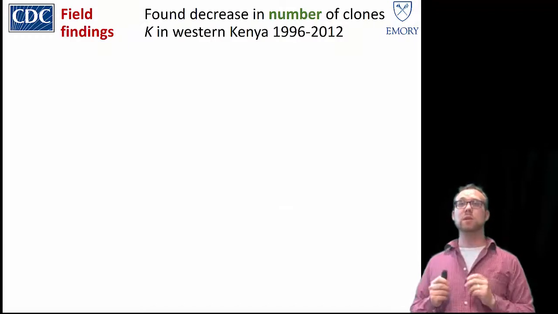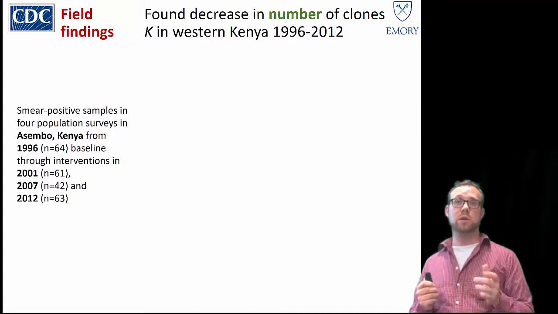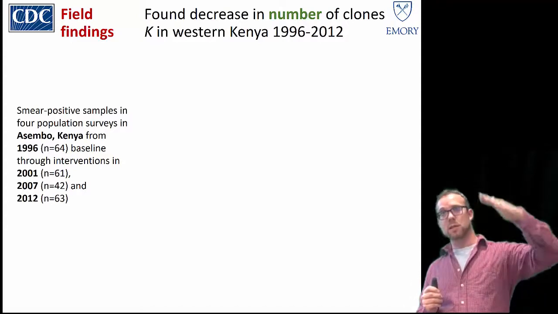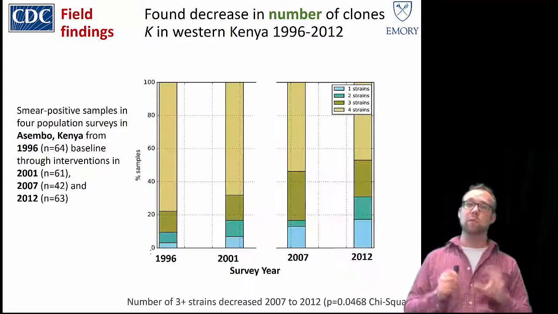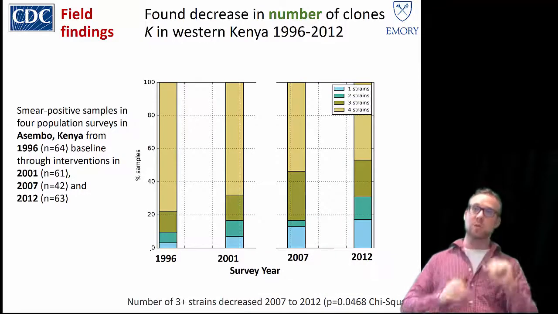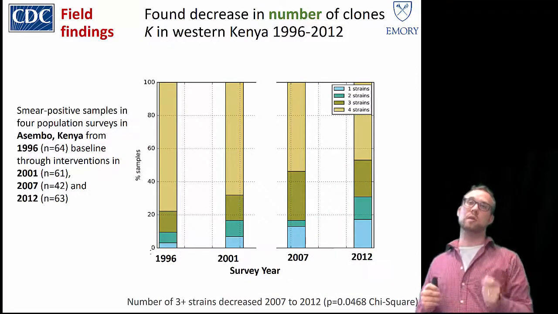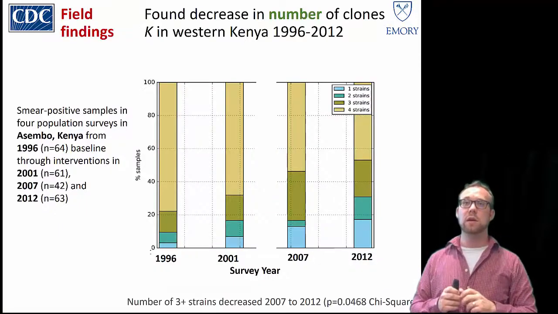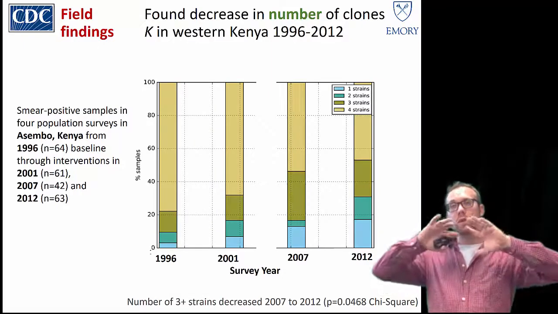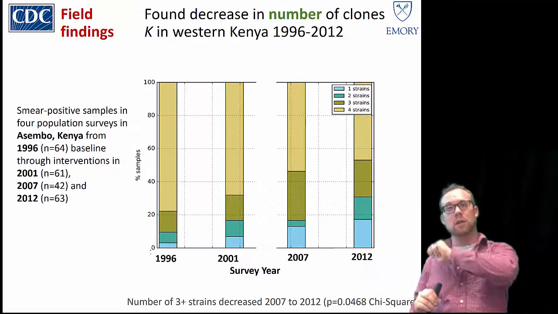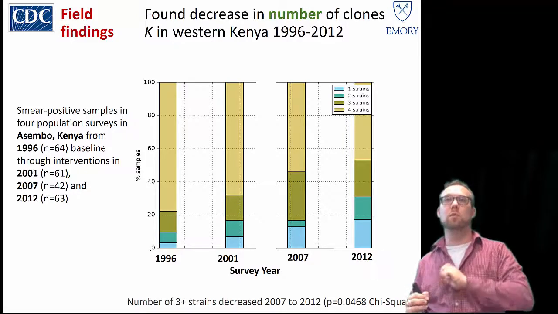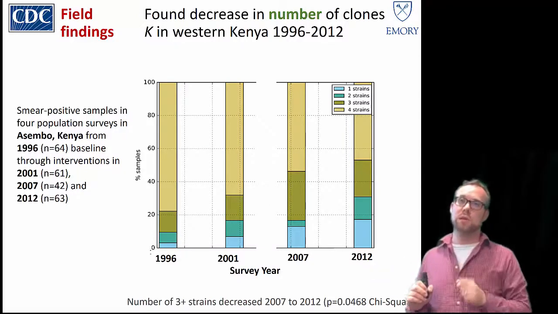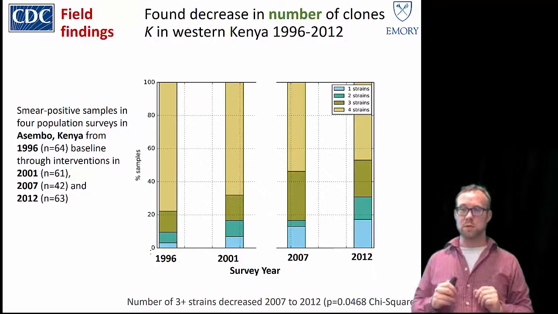Now, we also tested this in the field. So we looked at the Western Kenya data from 1996 to 2012, which are positive samples from 4 population surveys in Asembo, Kenya, starting in 96 and going through interventions in 2012. And what we found using this method, if we just measure the number of strains, is that there's a marked decrease, especially between 2007 and 2012, which is significant, where we see that the number of strains that we're measuring in the lab data is going down. The number of people with 1 strain or 2 strains is significantly greater between years than the ones with 3 and 4 strains. We're looking at proportions here.